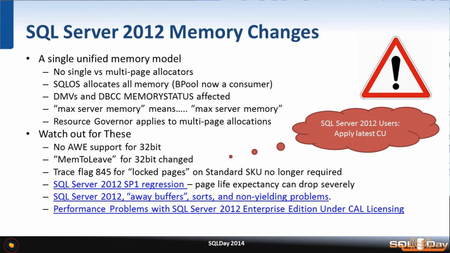In my keynote today, I talked about the fact that we should never exceed the target, right? Well, before 2012, that actually is not true, because multi-page allocations are not throttled by max server memory. But in 2012, there is no concept of that anymore, and so max server memory truly does mean max. AWE support is completely removed, so this mem to leave problem doesn't even exist anymore. Those aren't related, but mem to leave doesn't even exist. AWE is gone. Those are 32-bit issues. And then lock pages is supported on both Standard and Enterprise editions without a trace flag.